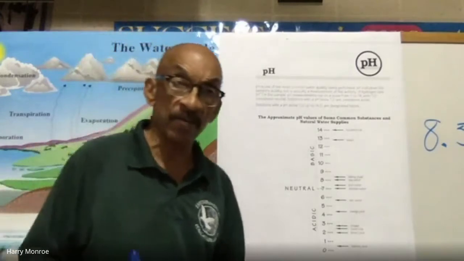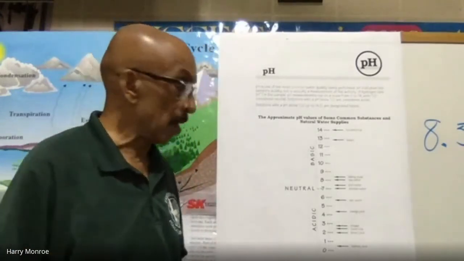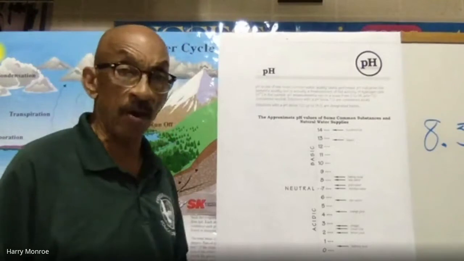Now, the scale that we use for pH testing runs from a score of 0 to 14.